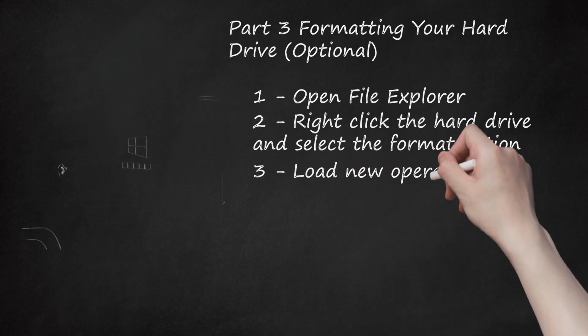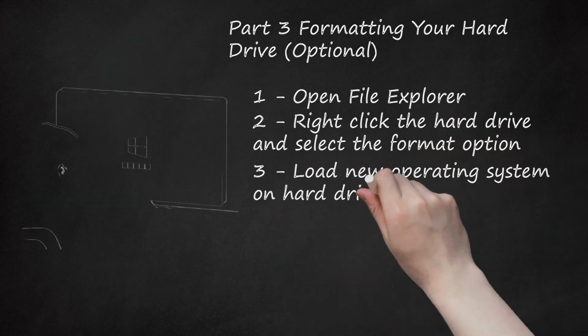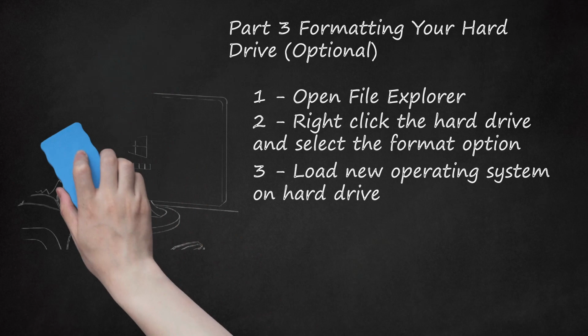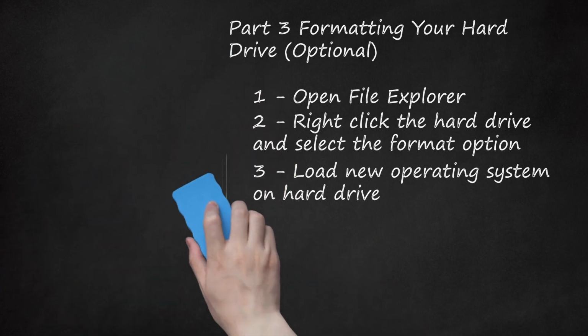3. Load new operating system on hard drive. Insert a CD-ROM with an operating system loaded on it. Check your bootable drives the same way that you checked to ensure that your hard drive was installed correctly. Now press the CD-ROM option and follow the operating system's instructions from there.